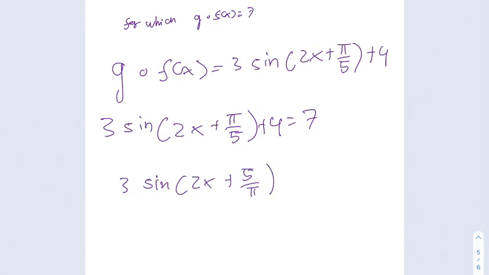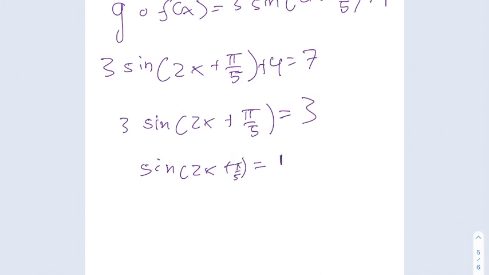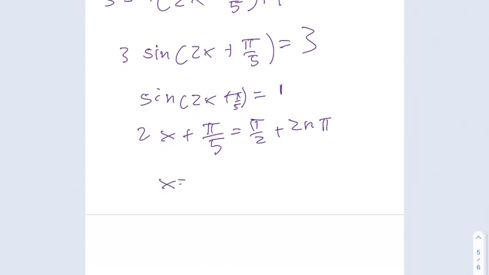So sine of 2x plus pi over 5 is equal to 1. So we know that 2x plus pi over 5 is going to be equal to pi over 2 plus 2n pi, and we put the 2n pi here because if you look at the sine graph, it repeats every 2 pi. So solving this equation, we get x equals 3 pi over 20 plus n pi.